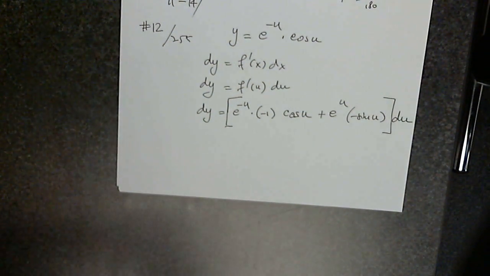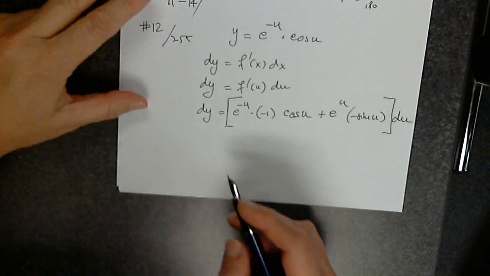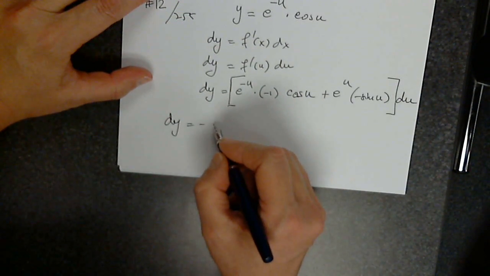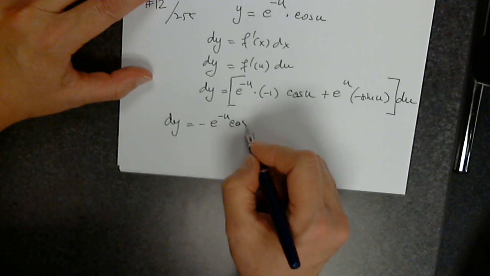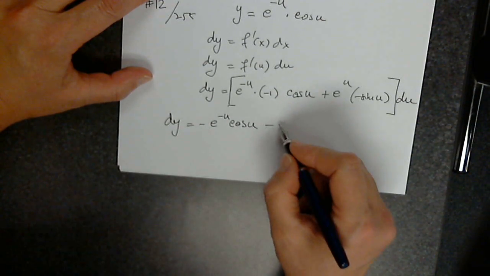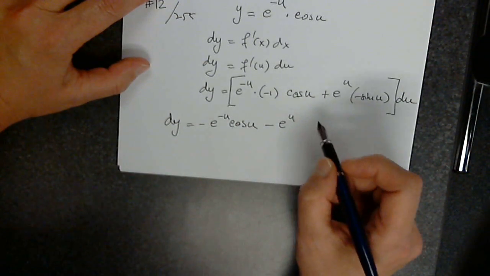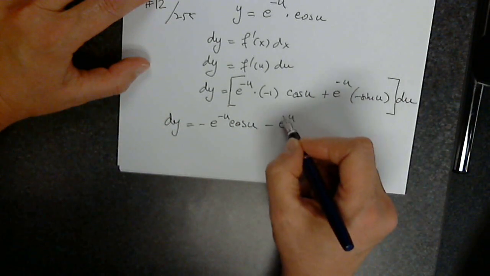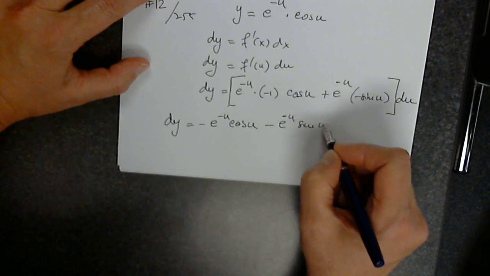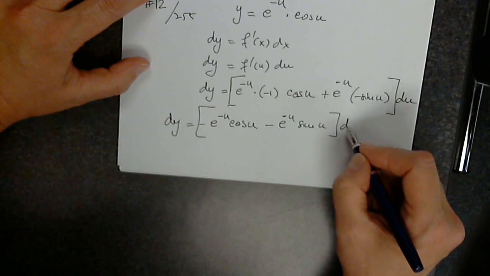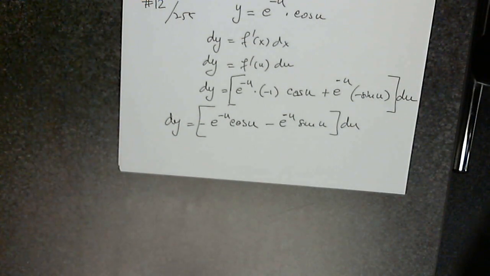I will rearrange it a little bit and rewrite: dy equals negative e to negative u cosine u, and then minus e to negative u multiplied by sine u, du. And this is the differential of function y. Just f prime dx or f prime du. Any questions?